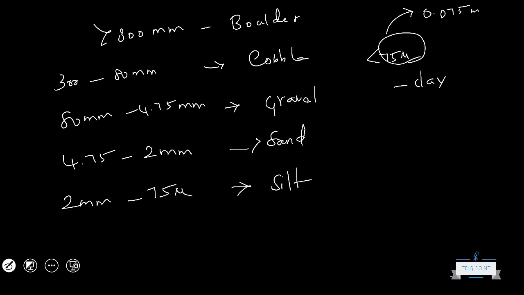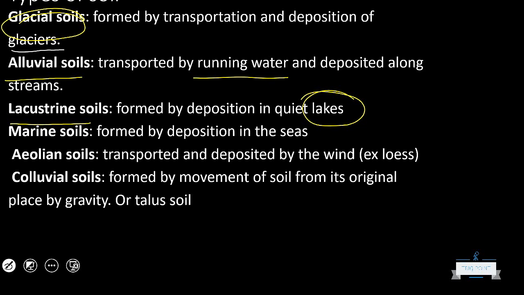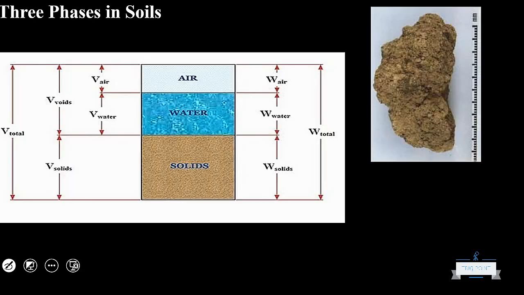Okay. Next we will see about transported soil. Soil transported by glaciers is called glacial soil, and that transported by running water is called alluvial soil, and that transported by lake water is called lacustrine soil, and that transported by sea water is called marine soil, and that transported by wind is called aeolian soil, and that transported by gravity is called colluvial soil. It is also known as talus soil.